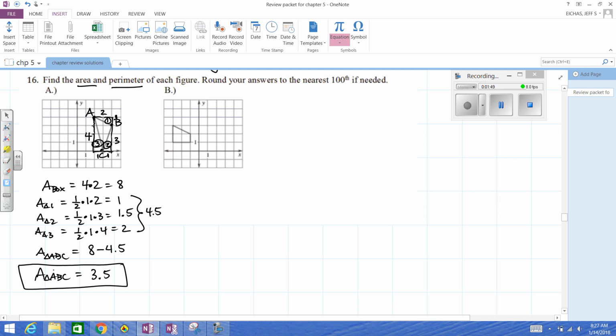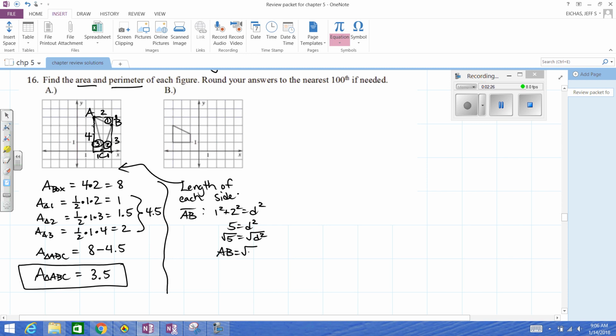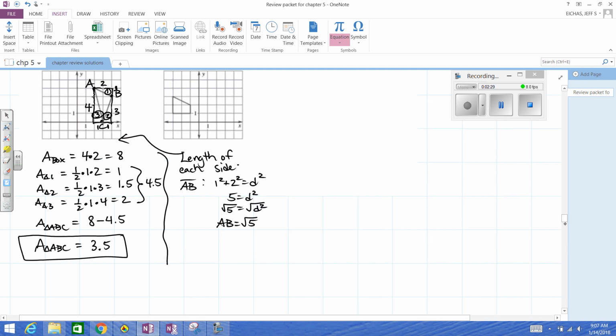All right, I've got to continue on with perimeter, though. None of the sides are nice. So calculate the length of each side and add them up for perimeter. For this problem, this is for A. All right, so first off, we're going to say AB. It's 1 squared plus 2 squared. I use D for distance. Okay, so then AB is the square root of 5, the length of AB.